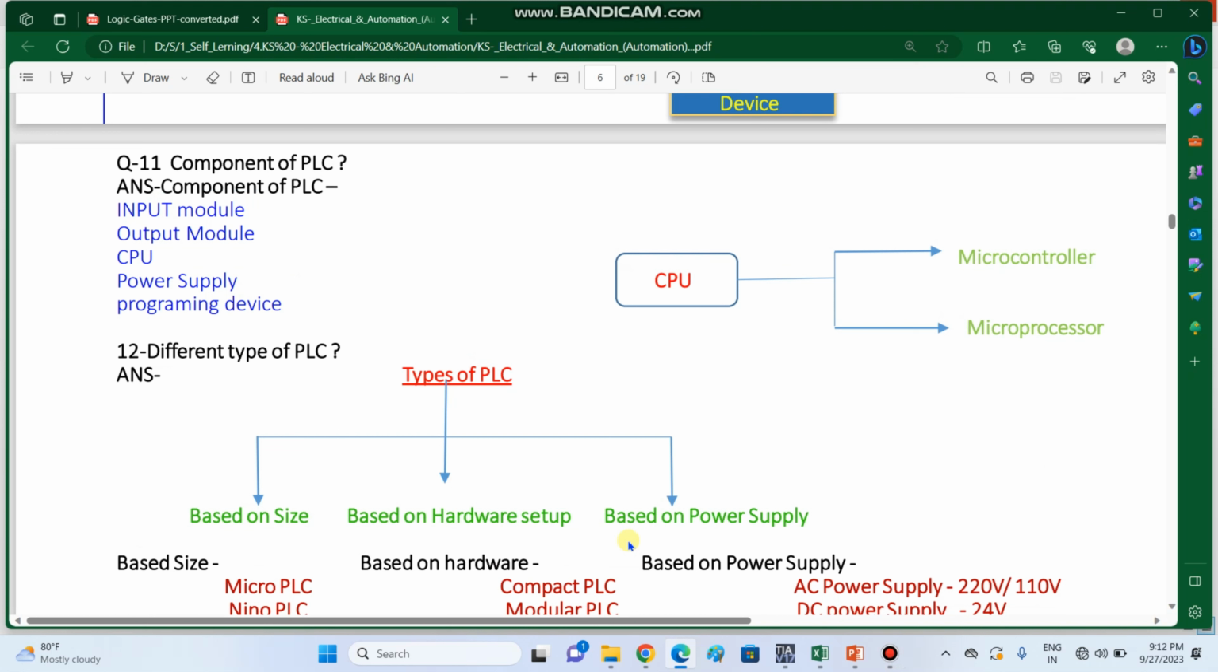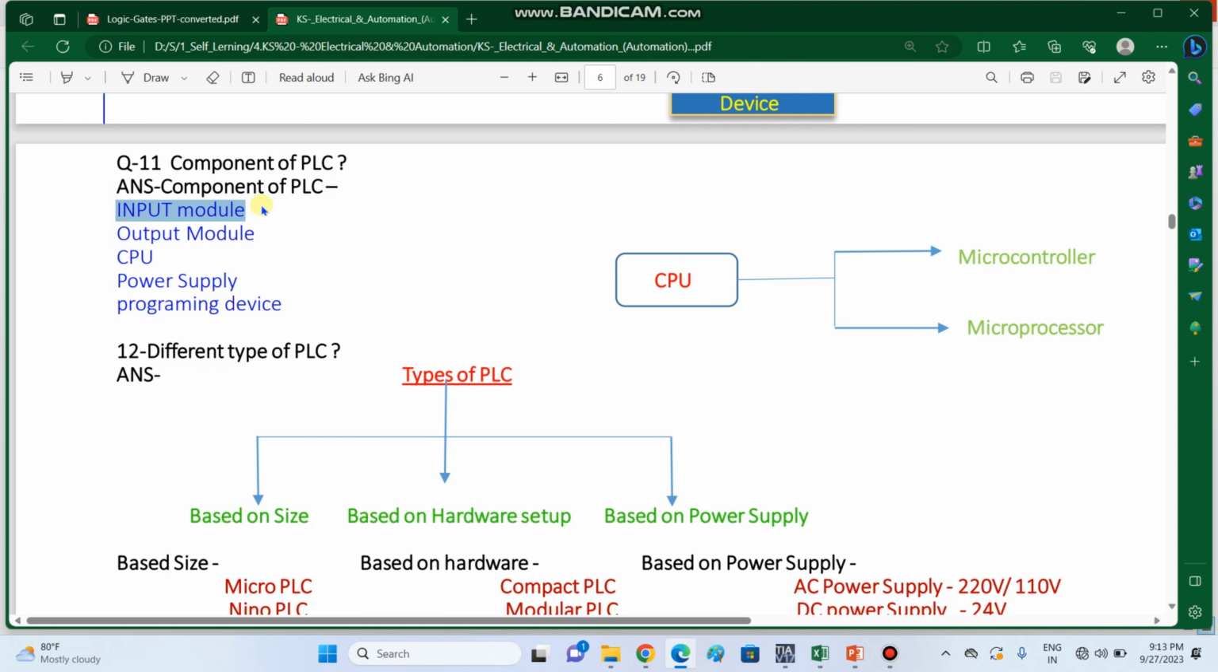In this video today I am going to talk about the different components of PLC. In my previous lecture I already talked about what is PLC, types of PLC, and the importance of PLC. In this video, I am going to cover the components of PLC. A PLC is divided into different components. First is the input module, second is the output module, third is the CPU, fourth is the power supply, and fifth is the programming device.